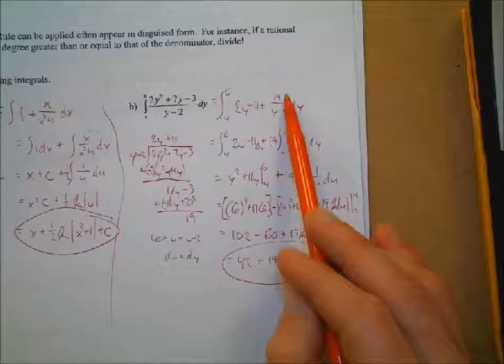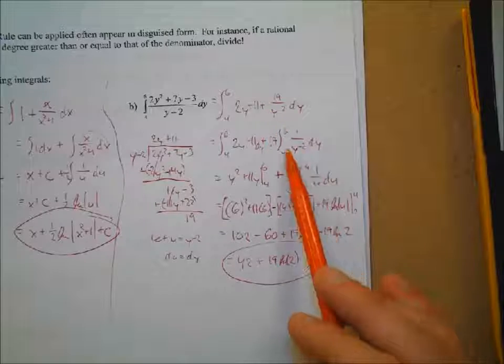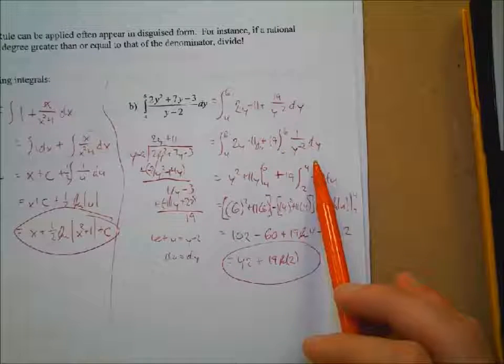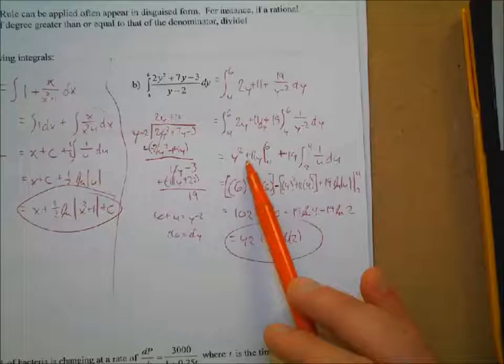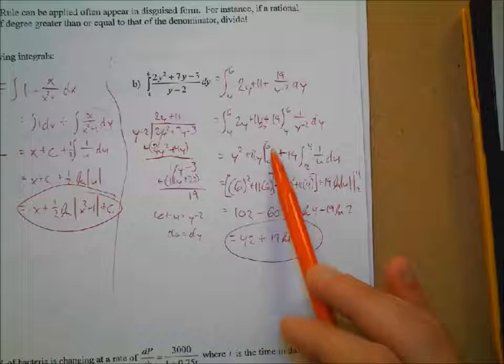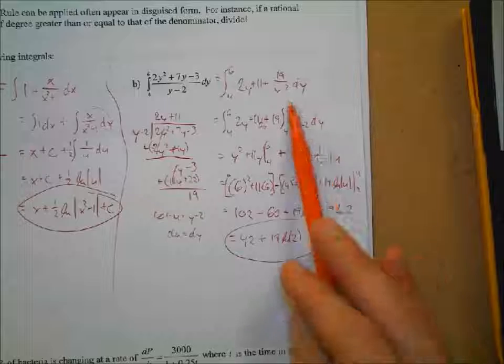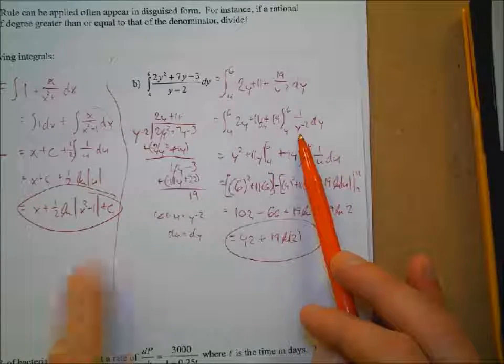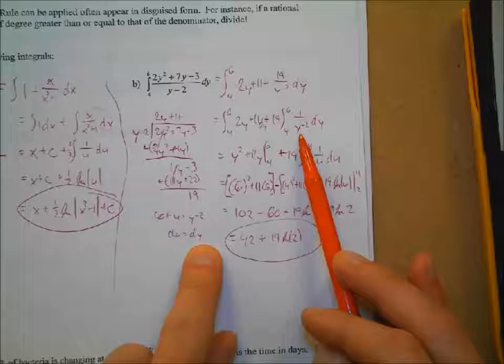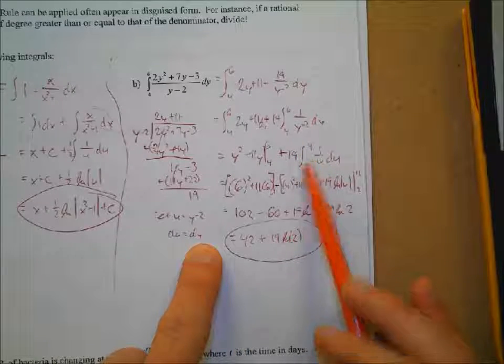I see here the 2y plus 11 is not going to require any additional work, so I broke it up: the integral from 4 to 6 of 2y plus 11 dy, plus, and I pulled that 19 as a coefficient in front of the integral from 4 to 6 of 1 over y minus 2. This piece was going to require U-substitution, right? So we can break up just that piece. We can just break that piece off.